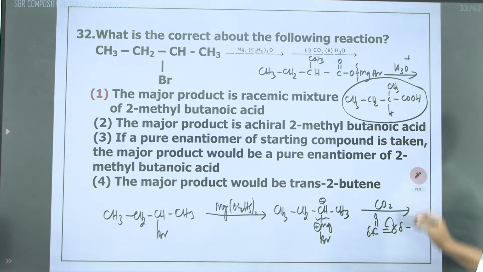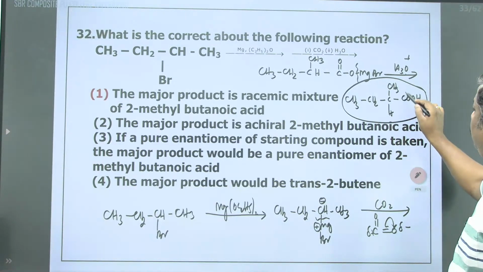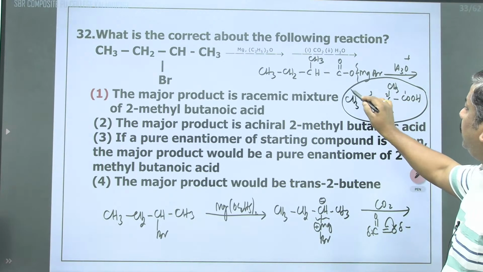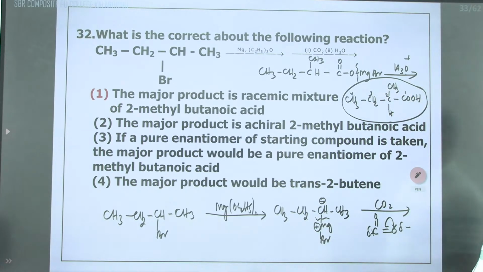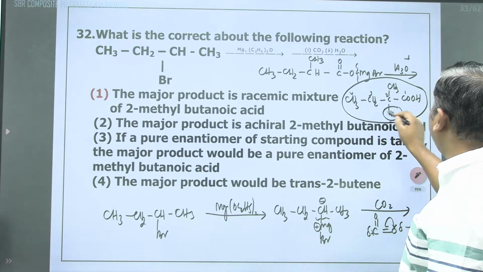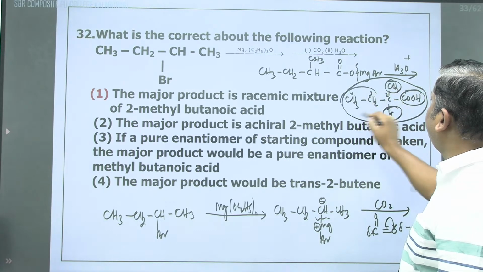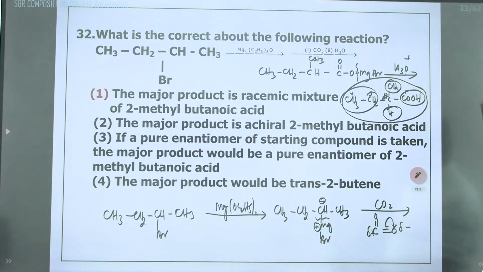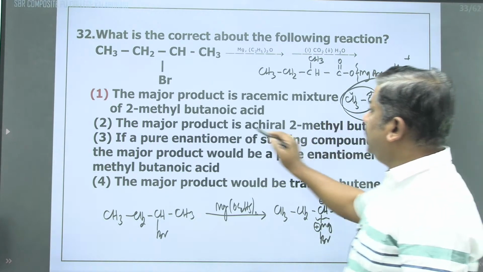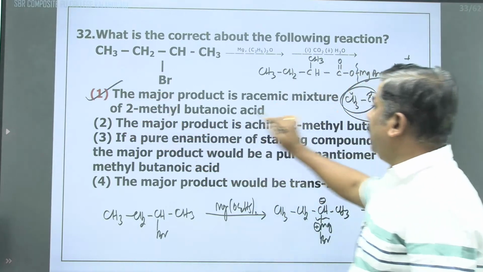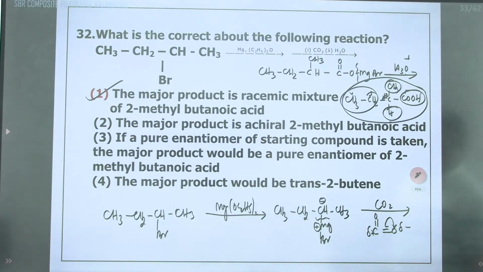Is it 2-methyl butanoic acid? This is number 1, second one, third one, this is fourth one. 2-methyl butanoic acid forms as a racemic mixture. Because all the 4 groups are different, this carbon atom is said to be a chiral carbon atom. So a racemic mixture is obtained for the compound 2-methyl butanoic acid.